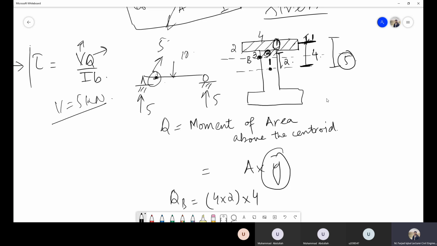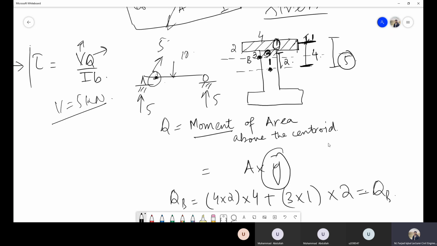So for this area, I have 3 multiplied by 1, and the y distance is again 2. This is how I will calculate this Q B. So Q B, what we are actually doing, we are calculating the moment of area. First, we are calculating the area, then we are taking its moment about the centroidal axis.